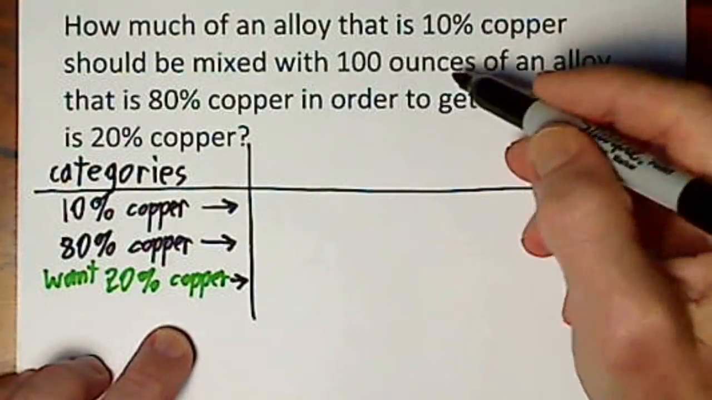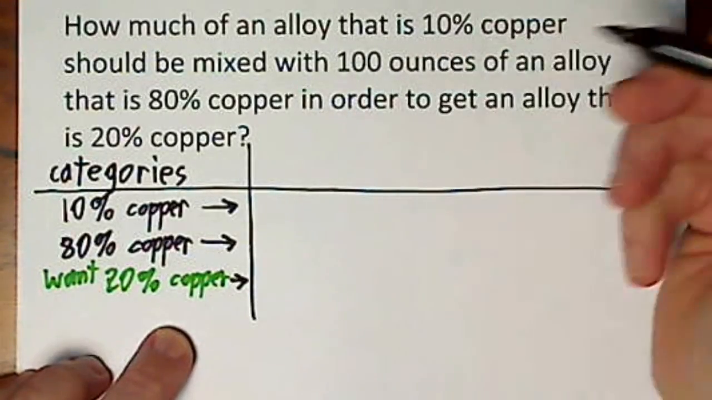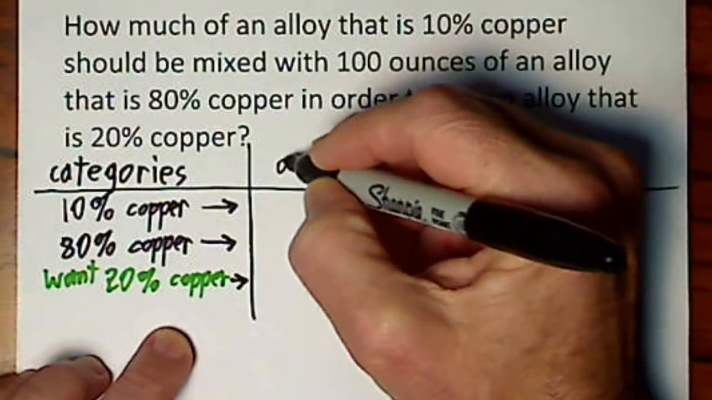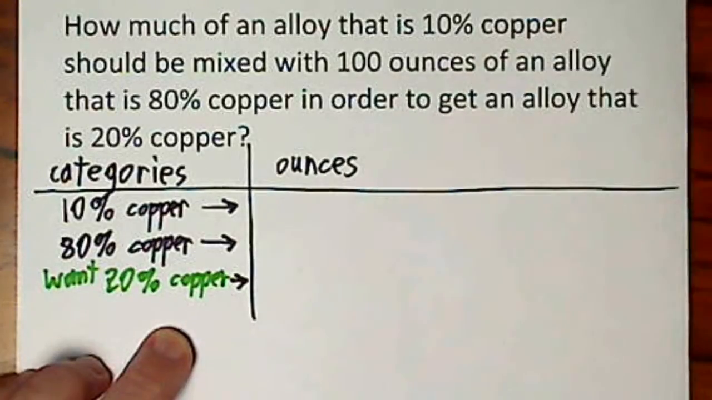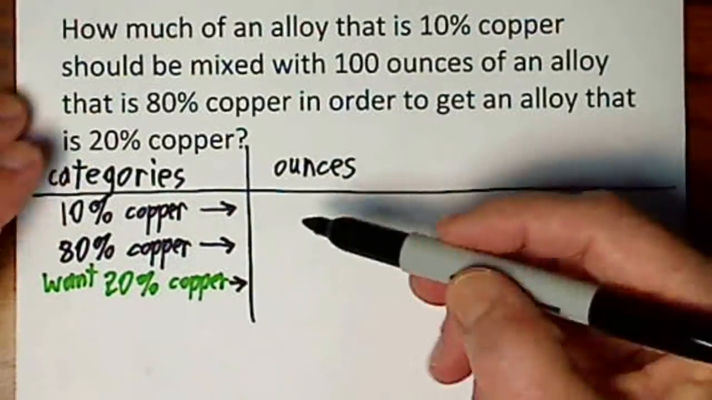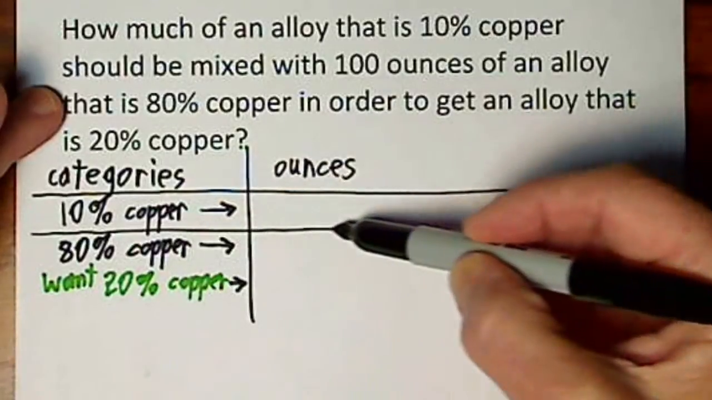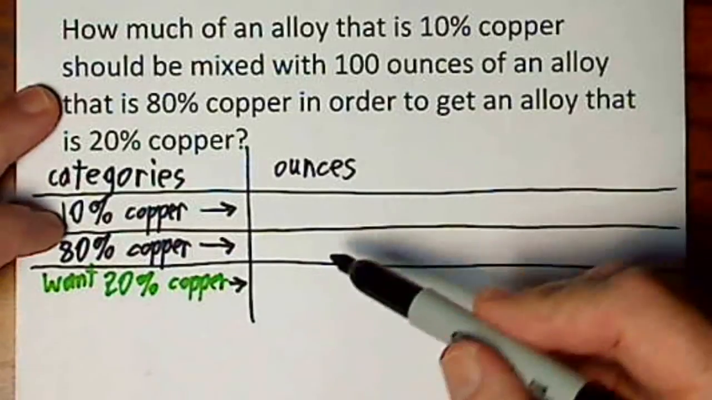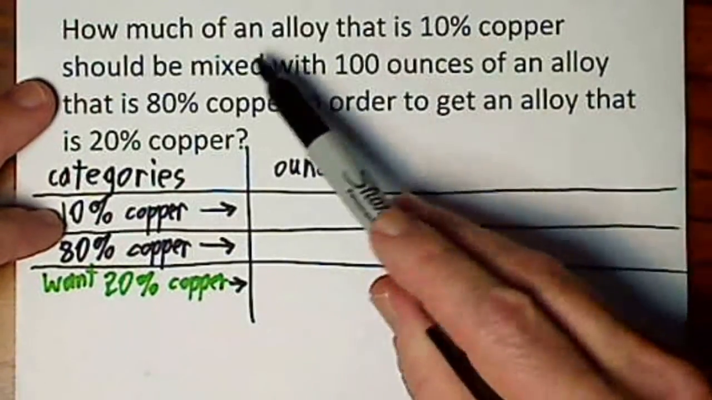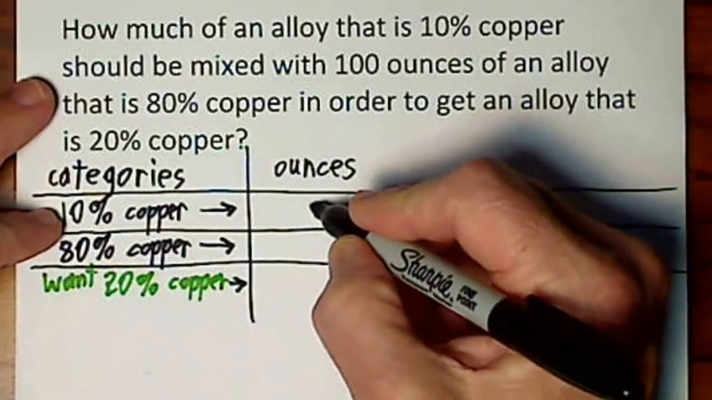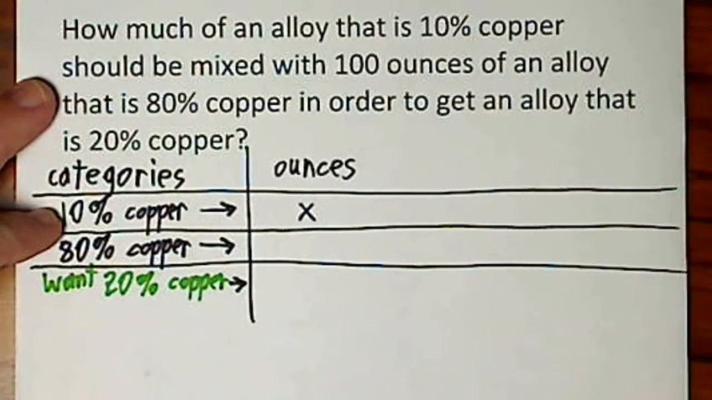So that has to do with, well, I'll just call it ounces. And what do we have for the 10% copper? Well, let me make the chart a little easier to read. All right, 10% copper. How much 10% copper? How many ounces? We don't know. So we'll just use an X.